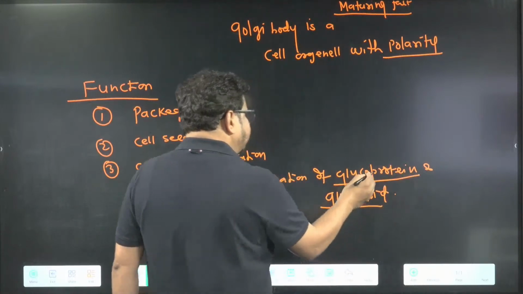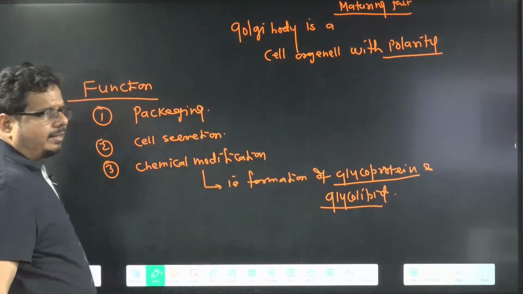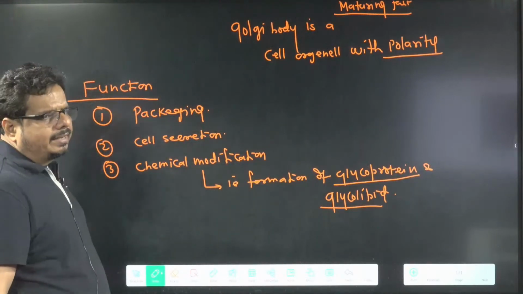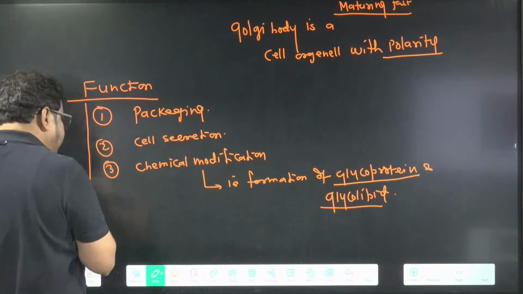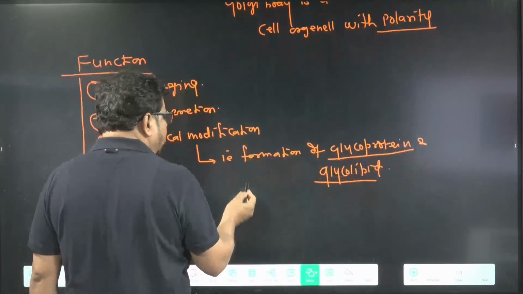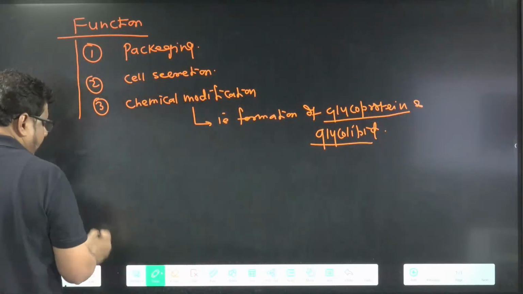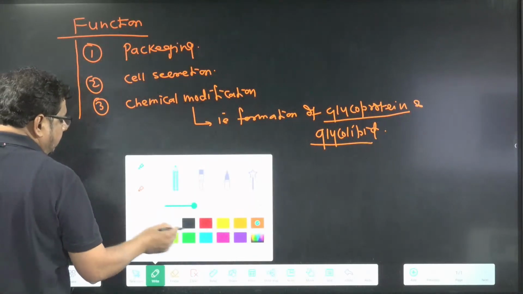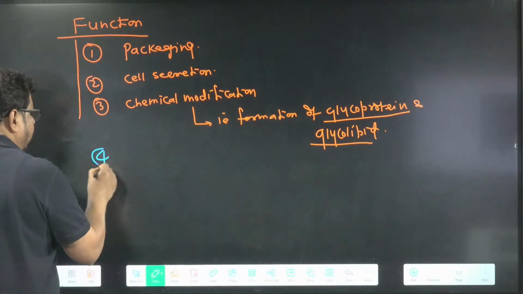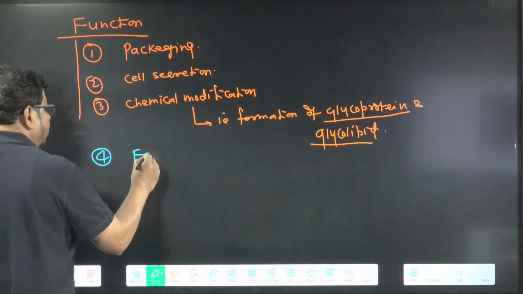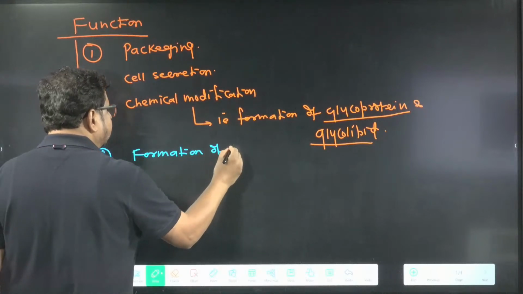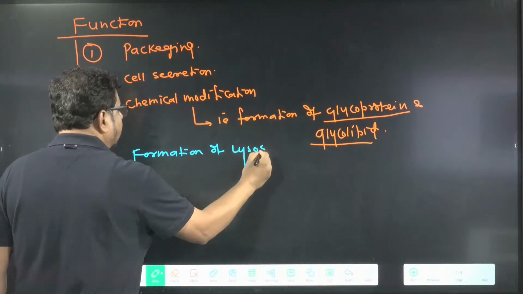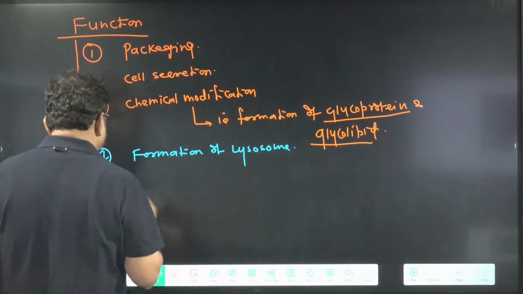So attaching carbohydrate with protein, it becomes glycoprotein; carbohydrate with lipid, it becomes glycolipid. So these are the functions mentioned in NCERT regarding Golgi complex. Besides that, I am writing some more functions which are not mentioned directly. So I am writing formation of lysosome. Formation of lysosome is also a function of Golgi complex.